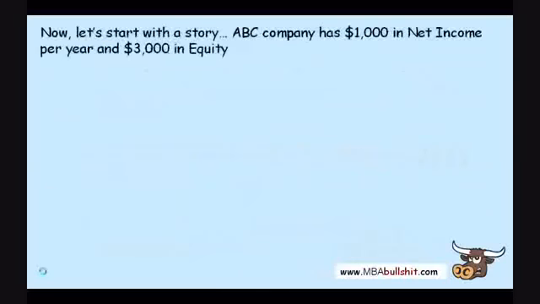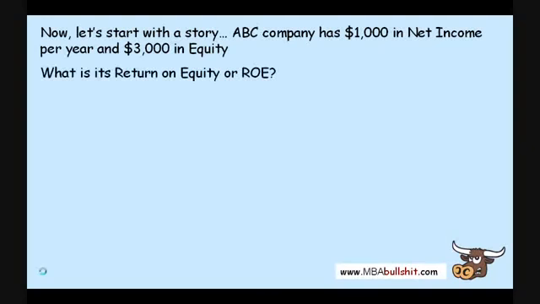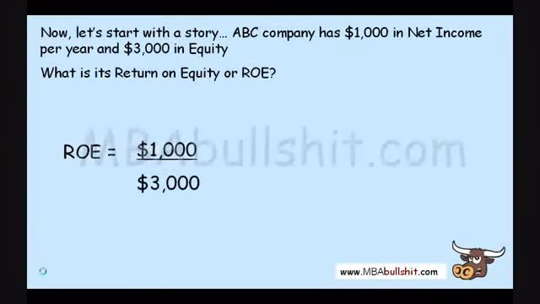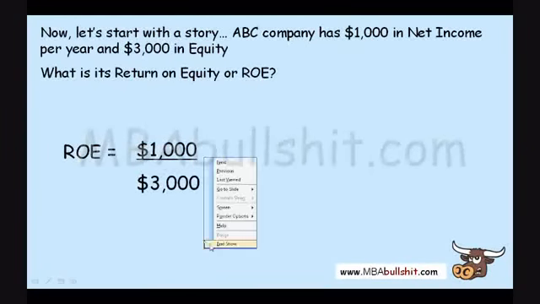Okay, so let's get down to it. Let's start with a story. Let's say that ABC Company has $1,000 in net income per year and $3,000 in equity. What is the return on equity, or ROE? Very simple. The ROE is $1,000 divided by $3,000.